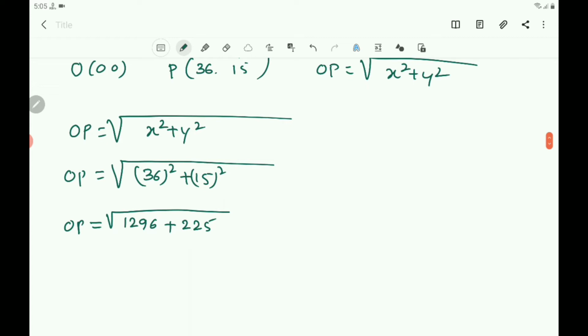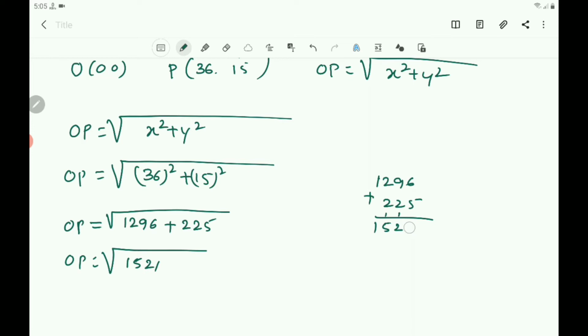Then find the sum of 1296 and 225. 1296 plus 225. Then you get 6 plus 5 is 11, 9 plus 2 plus 1 is 12, 2 plus 1 is 3, and 1, so 1521. So you write OP equals square root of 1521. Then find the square root of 1521.